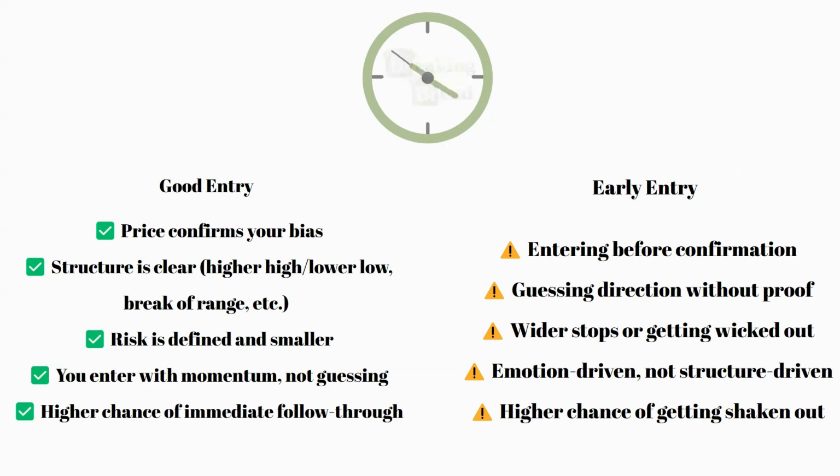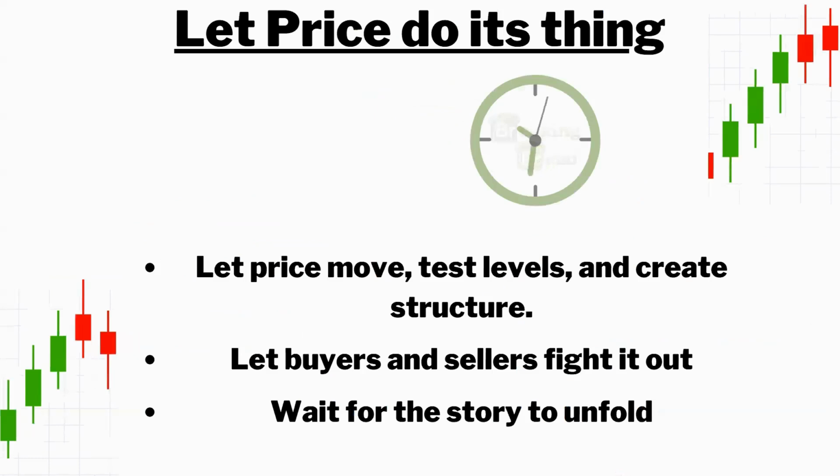Like I said, we've all been there, where we see price make a strong push in a particular direction. We hop in, and as soon as we hop in, maybe a second or two later, it goes back the opposite direction, right? So we just want to avoid those early entries and have those good entries. So like I said, you want to let price do its thing. Let price move, let it test the levels, let it create structure. Let's identify if it's buyers or sellers in control. Let them fight it out. And you just wait for the story to unfold, right? Once you see it's buyers in control or sellers in control, then you look to execute on your trades.